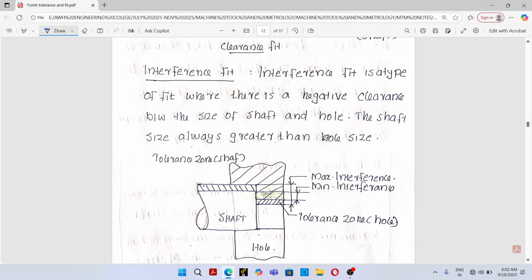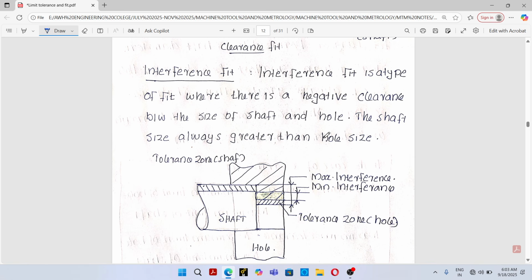And second one, interference fit. See, interference fit is a type of fit where there is a negative clearance between size of shaft and hole. The shaft is always greater than hole size. That means minimum size of shaft will always be greater than maximum size of hole. The shaft will not smoothly enter into the hole, it will always be a tight fit. We have to hammer the shaft for entering into the hole.